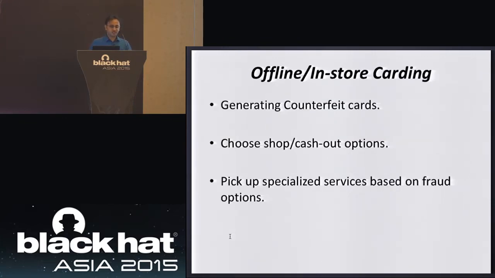The next one is offline or in-store carding. As the term suggests, you are going to the stores themselves to purchase whatever you want to. So what are the steps involved in this case? You need to generate counterfeit cards. Definitely, if you want to go to the stores and purchase something, you need to have counterfeit cards as well. So you need to generate those cards, then choose a shop or a cash out option.